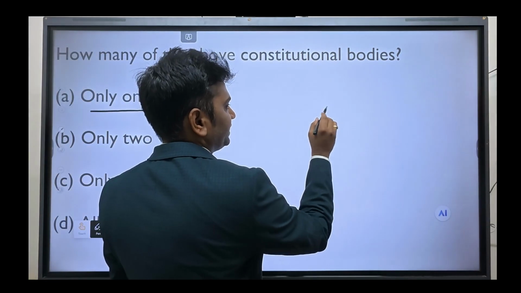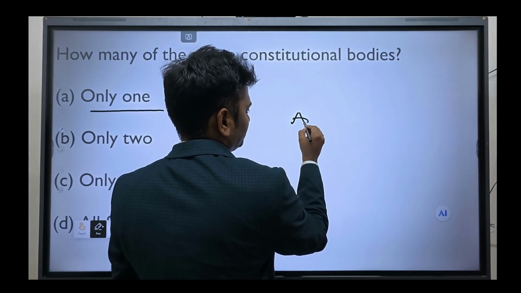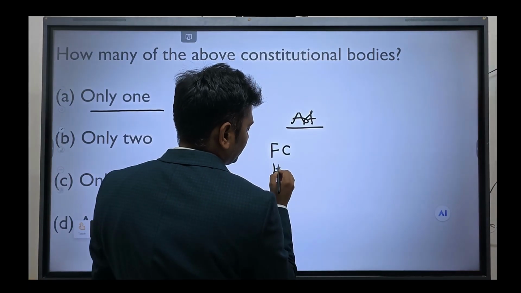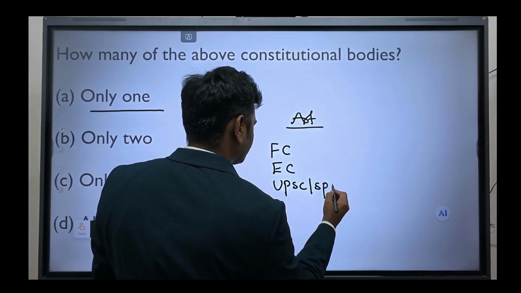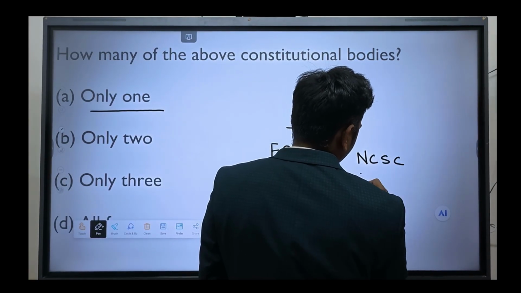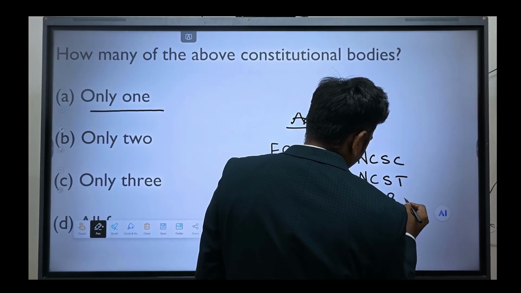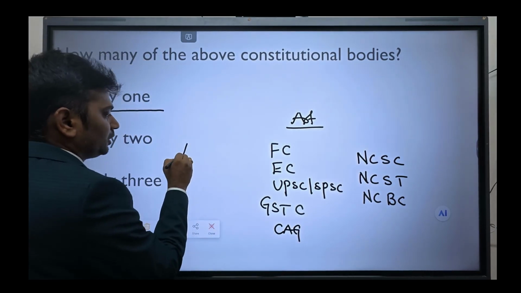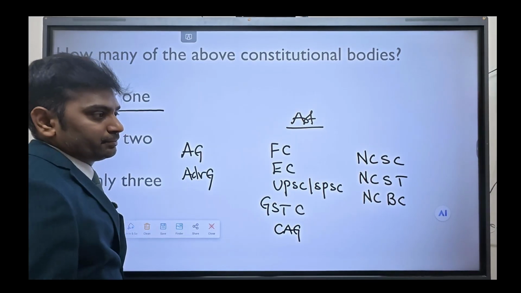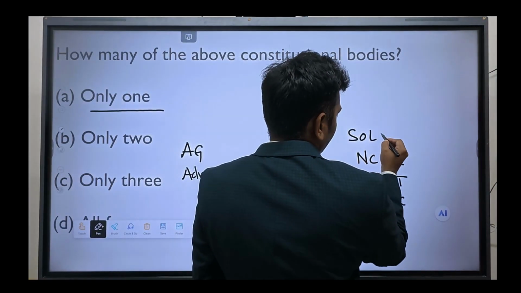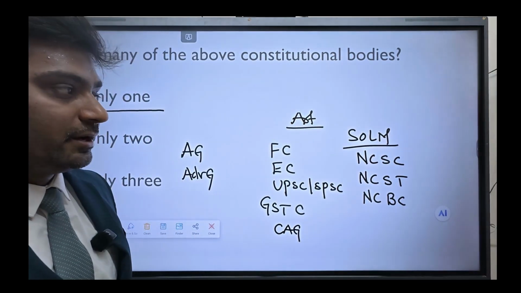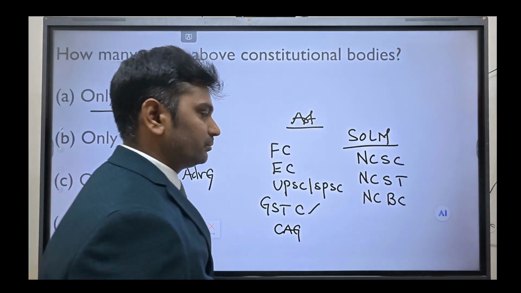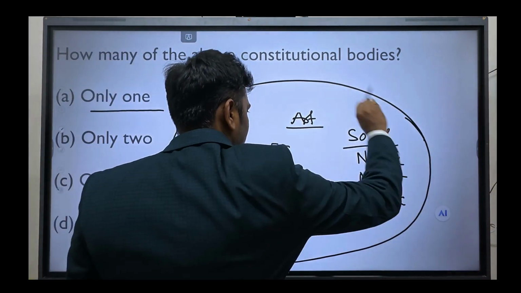So the major constitutional bodies in India are the bodies that are mentioned in the articles of the Indian Constitution. If you look at the articles, what are the major constitutional bodies? You have the Finance Commission, Election Commission, UPSC, SPSC, National Commission for SCs, National Commission for STs, National Commission for BCs, and then you have the GST Council, the CAG, Comptroller and Auditor General, Attorney General, Advocate General. And then you have the Special Officer for Linguistic Minorities, which is a constitutional body. GST Council is the latest one that they have added here. So these are some major constitutional bodies as far as the Indian Constitution is concerned.